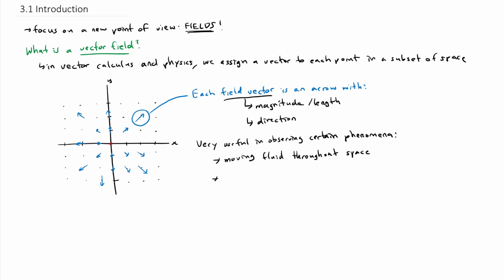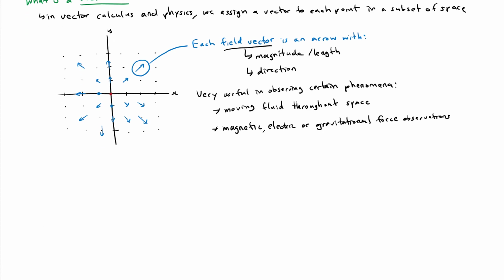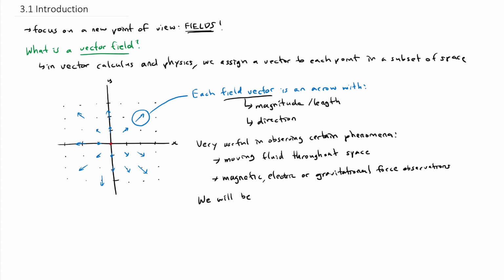And of course, it's very useful for magnetic, electric, or gravitational force observations, especially as it changes from one point to another. So for us, we will be using vector fields to describe electric fields.